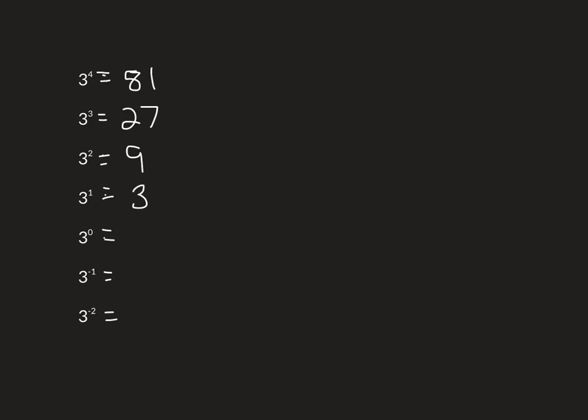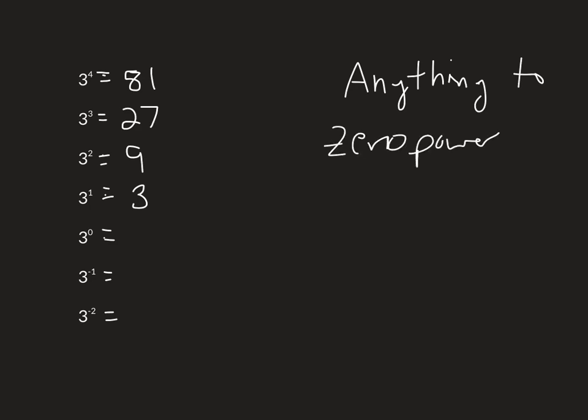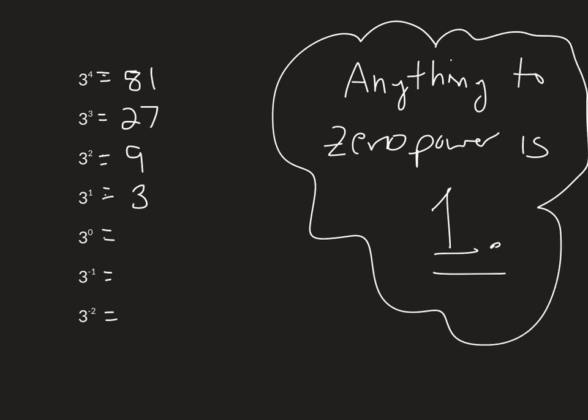And 3 to the 0. We haven't gone over this yet, but anything to the 0 power is 1. Anything to the 0 power is always 1. Hardest thing in math to understand why, but that's just the way it is. So 3 to the 0 power is 1, and then if you look up what 3 to the negative 1 is, that's 1/3. And 3 to the negative 2 is 1/9.